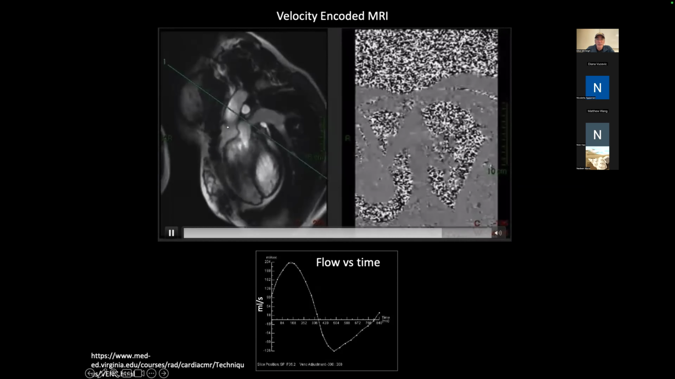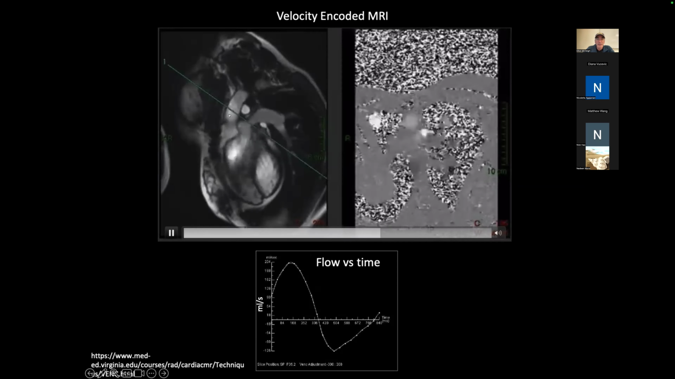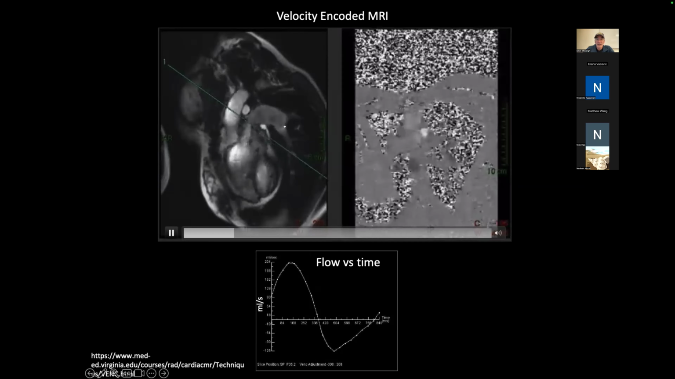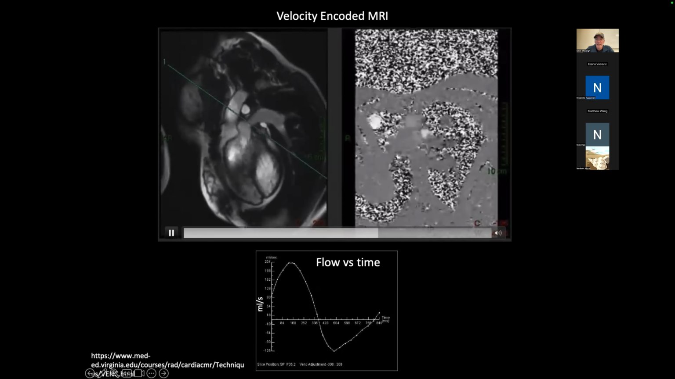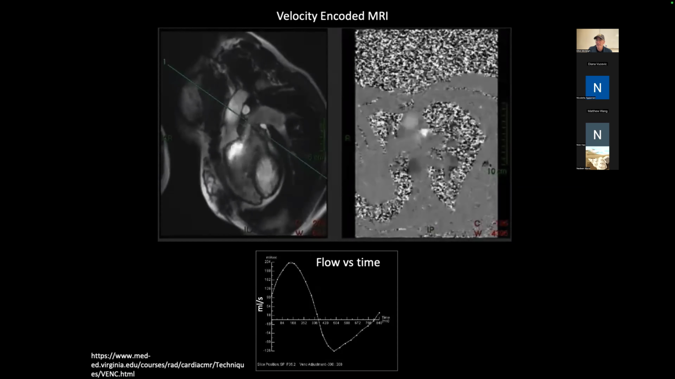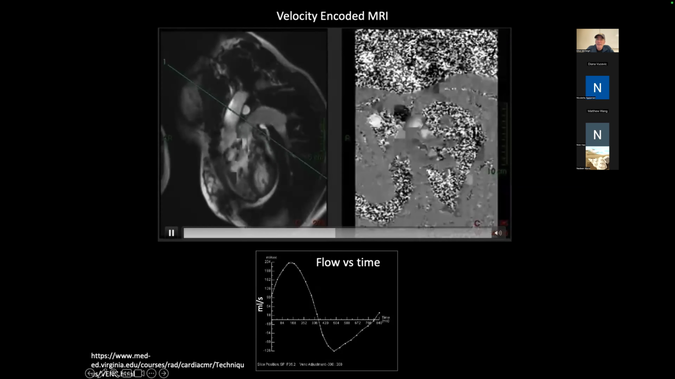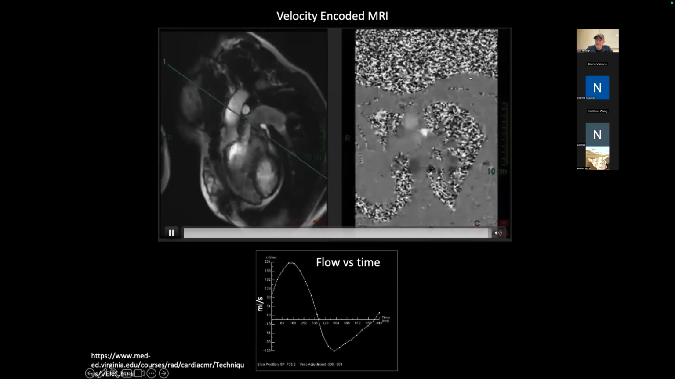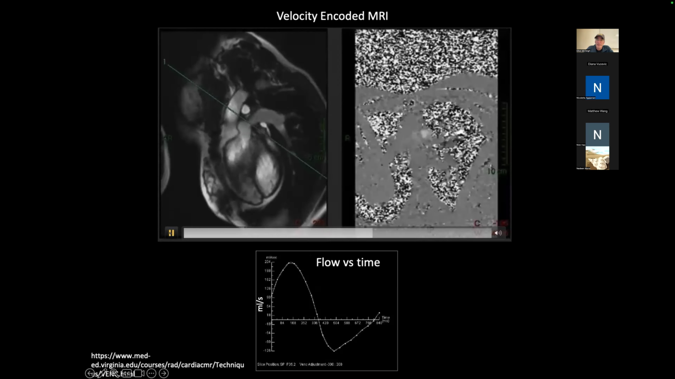So here, when the heart's beating, flow is coming through the ascending aorta. And then here's the descending aorta down this way. So the ascending aorta is here, descending aorta is here. And we're making a picture every, say, 25 milliseconds or 30 milliseconds. And that picture is the phase of the magnetization. So let's take a look at a couple of examples.